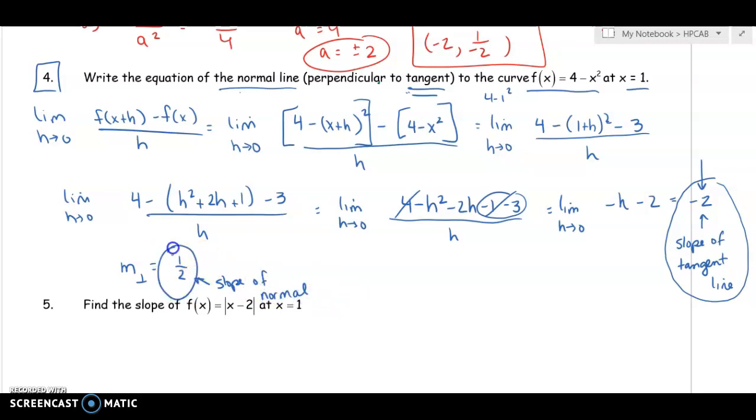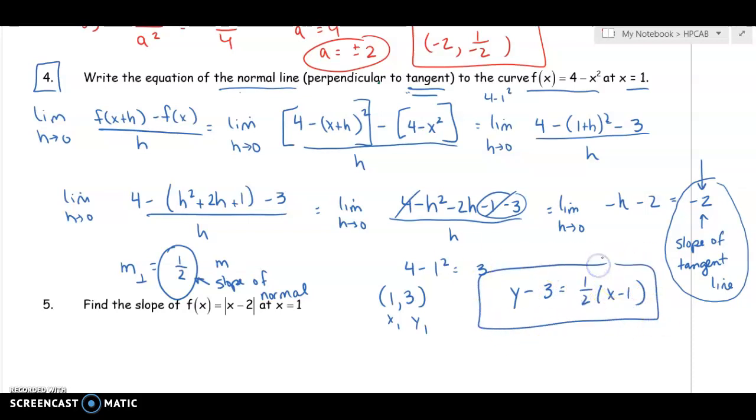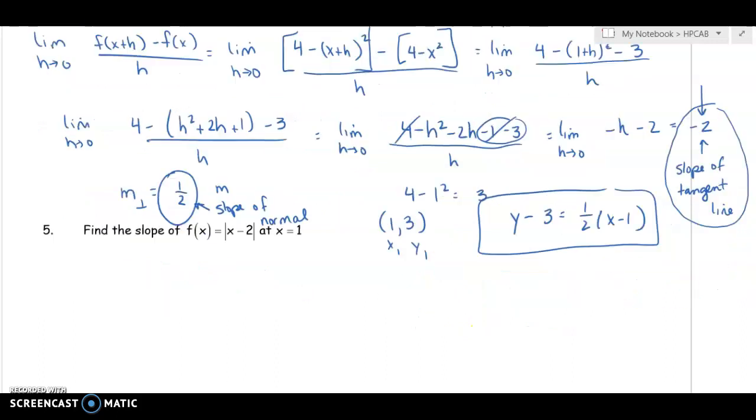And now we have the slope. We know what x is. X is equal to 1. We have to find the y value, and then we can write the equation. So if we know that x is equal to 1, plug it in, you're going to get 4 minus 1 squared, the y value is 3. So we know the slope, and we know that the point that it goes through is 1 comma 3. That's our x1 and our y1, and this is our m. Plug it into point slope form. Y minus 3 equals 1/2 times x minus x1, x minus 1. And there's the equation of our normal line.